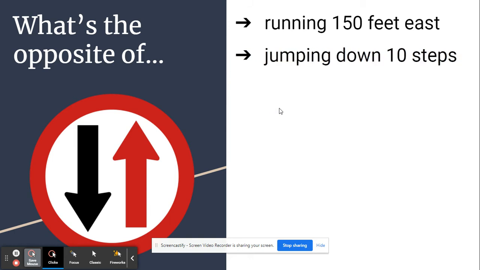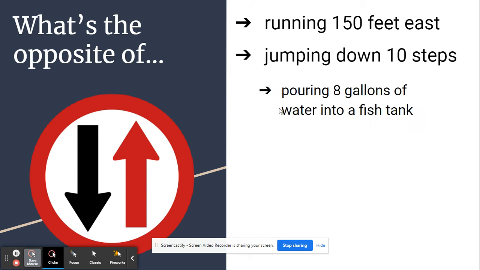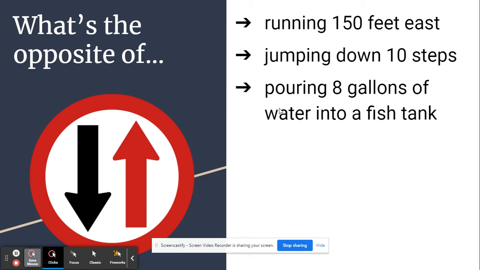The next one, jumping down 10 steps. Well, what's the opposite of jumping down 10 steps? Right, the opposite's jumping up 10 steps. And the final one, pouring 8 gallons of water into a fish tank. So what would be the opposite of pouring water into a fish tank? Right, the opposite would be pouring the water out of the fish tank or dumping 8 gallons out of the fish tank. So this was just to get you thinking of what opposites are.